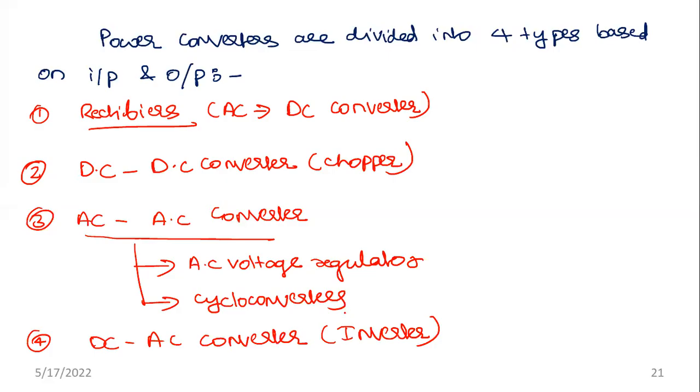AC to DC, DC to DC, then AC to AC, then DC to AC, and finally you are studying drives. The last module is basically about drives. So this is the entire coursework of power electronics.